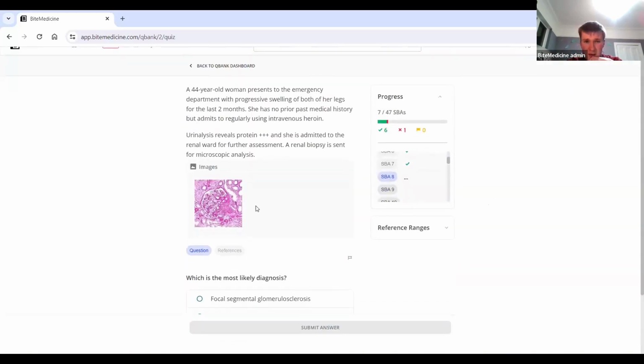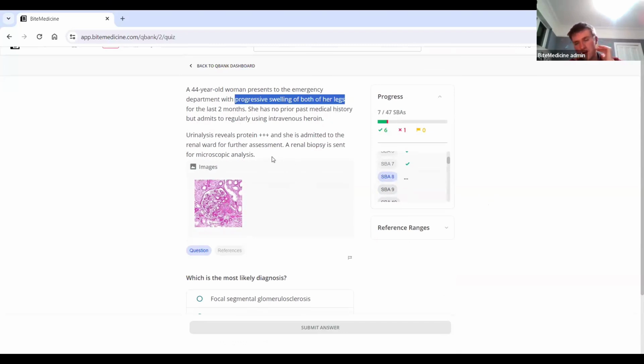Oh dear, another picture, and we've got some histology. So a 44-year-old woman presents to ED with progressive swelling of both of her legs for the last 2 months. So we're thinking edema. She has no prior past medical history, but admits to regularly using intravenous heroin. Urinalysis reveals protein plus, and she's admitted to the renal ward for further assessment, and a renal biopsy is sent.